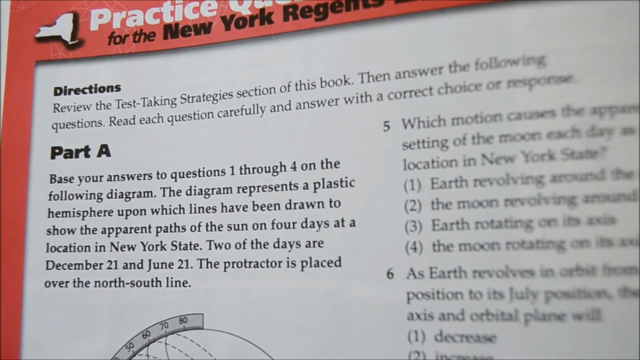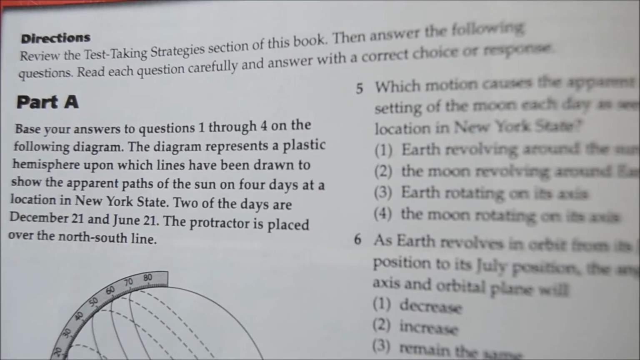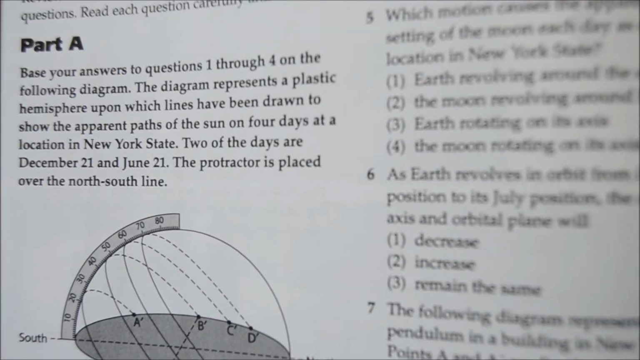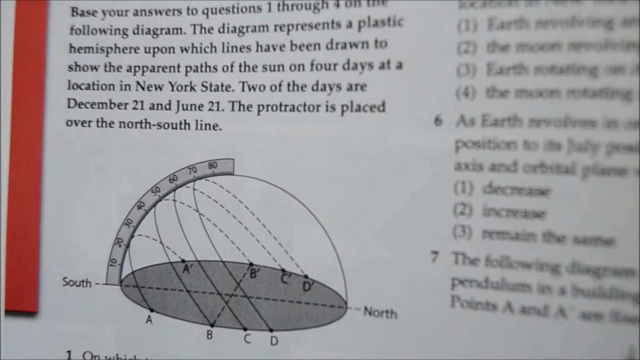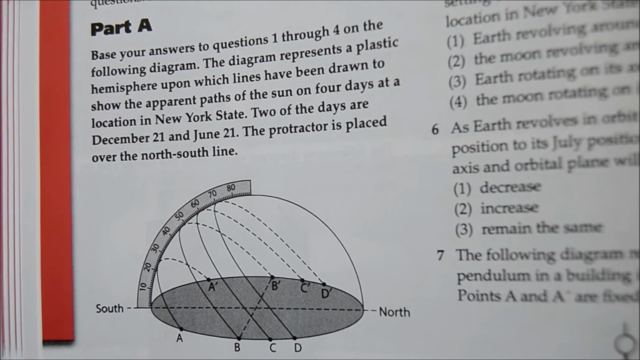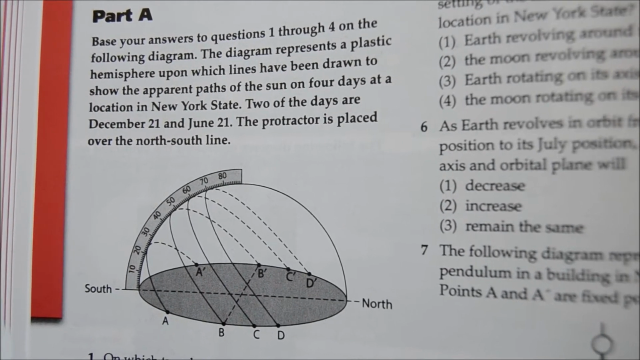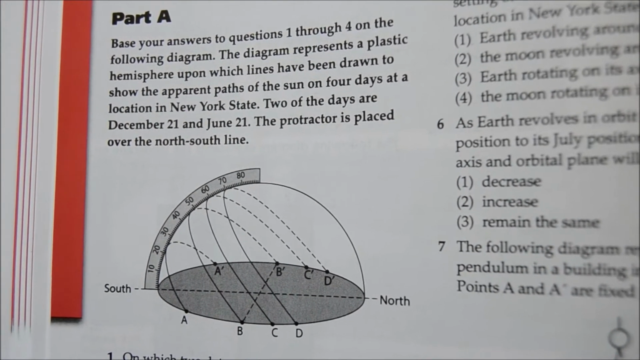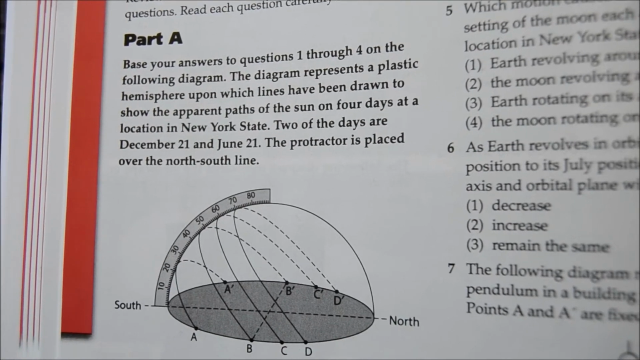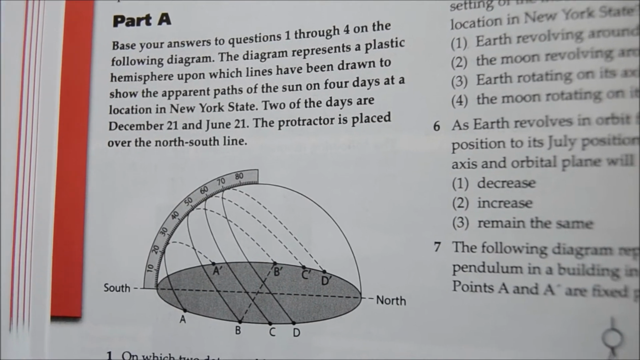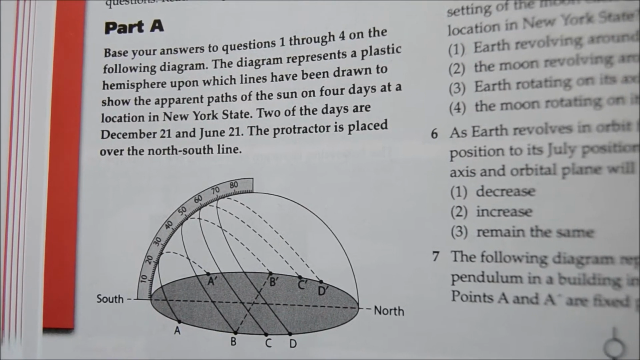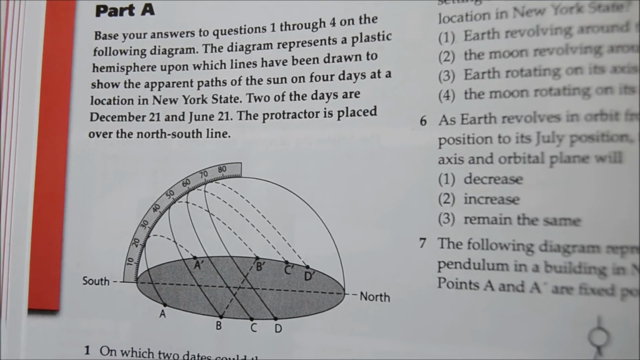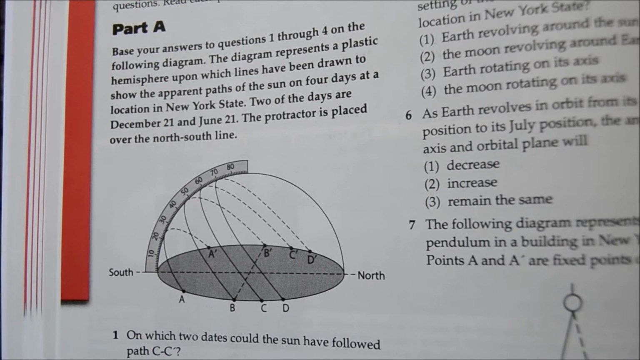Okay, part A. Base your answers to questions 1 through 4 on the following diagram. The diagram represents a plastic hemisphere upon which lines have been drawn to show the apparent paths of the sun on 4 days at a location in New York State. 2 of the days are December 21st and June 21st. The protractor is placed over the north-south line.